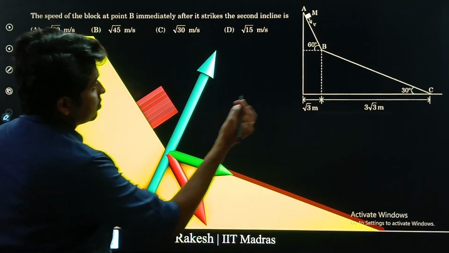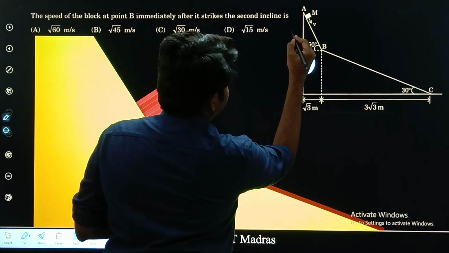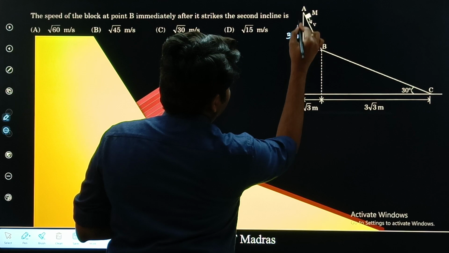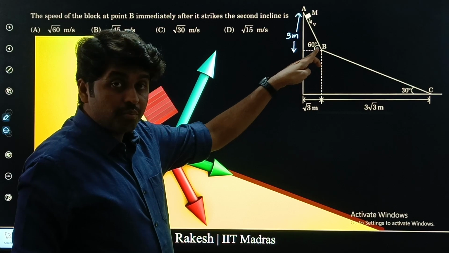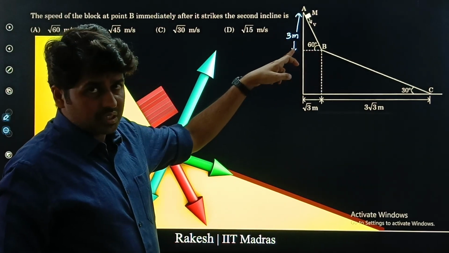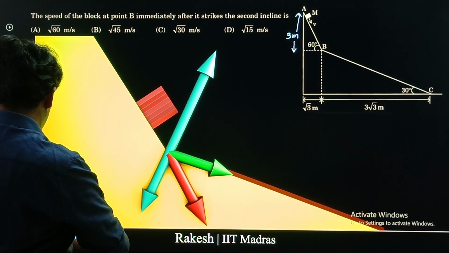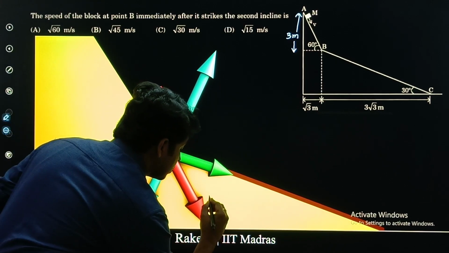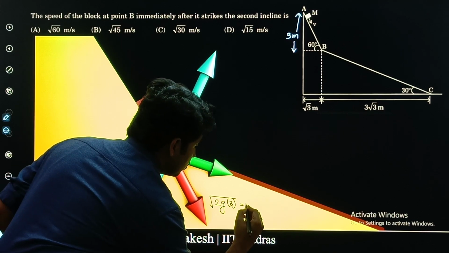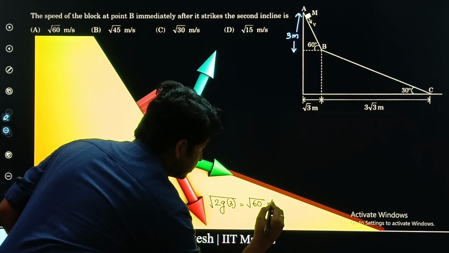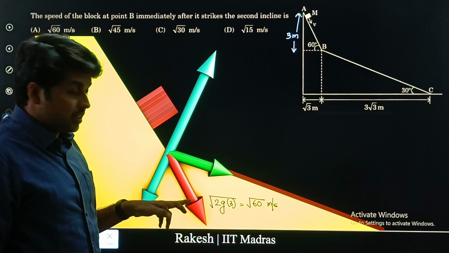Okay. So this length, if this is 60 degrees and this is root 3 meters, this will be 3 meters. So when the block comes from here to here at point B, its velocity will be root 2GH. So I can just directly mark this as under root 2G into H. Okay, that is equal to root 60 meters per second. Okay, this velocity is before it hits the second incline.